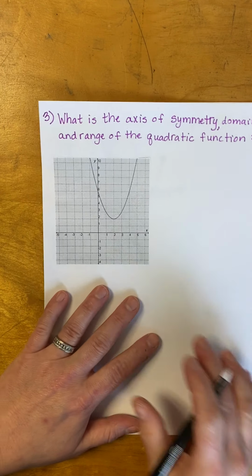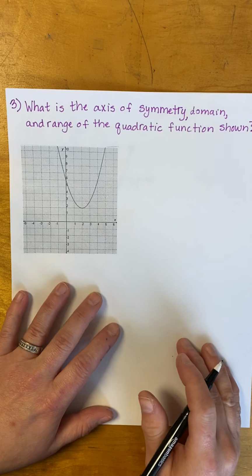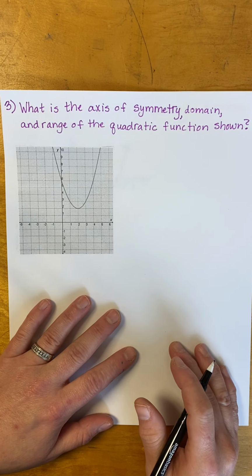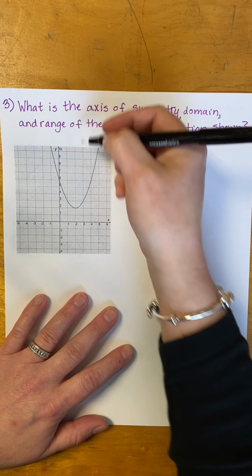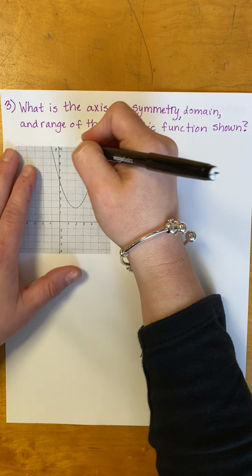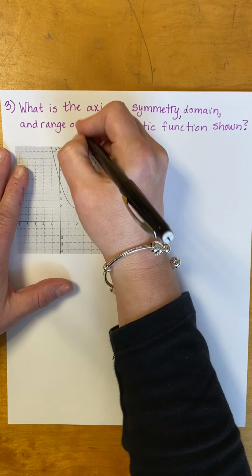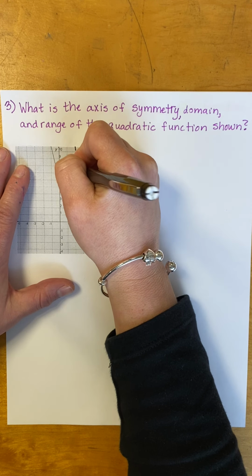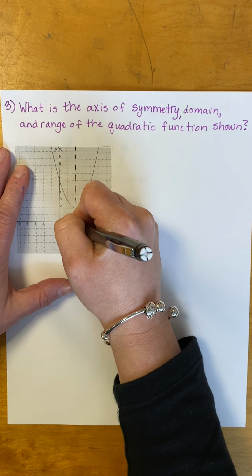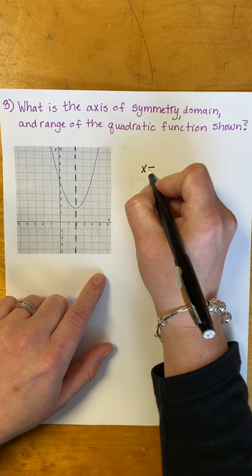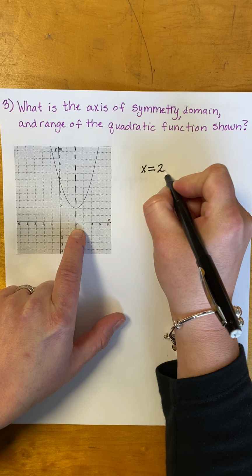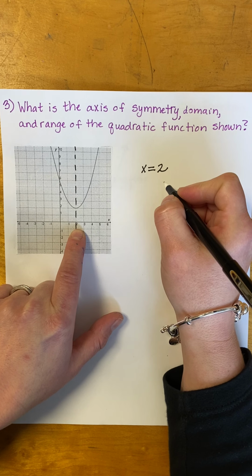All right. Let's look at this one. It says, what is the axis of symmetry, the domain, and range of this quadratic function shown? So remember, the axis of symmetry is going to be the line that cuts this thing perfectly in half. So we're going back to kindergarten here. So how could I cut this shape in half? I would need a line right here, right? So the equation of this line would be x equals 2. That's my axis of symmetry.